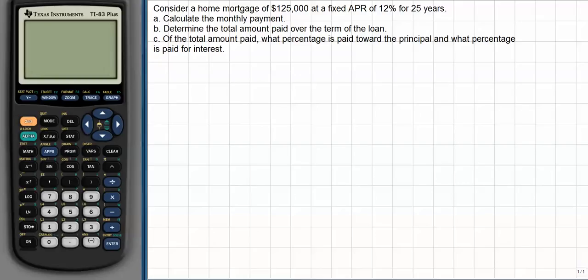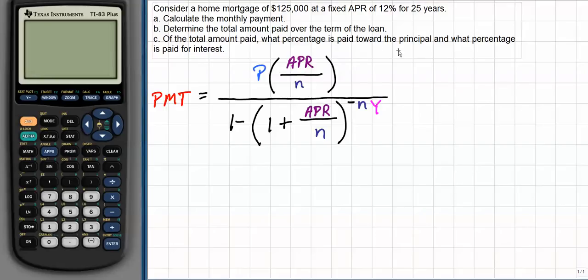In order to do this one, you're going to need the formula that goes along with calculating monthly payments, or just calculating payments in general. The following is the formula that we will use. It's PMT is equal to P times the quantity APR over N, all over 1 minus the quantity 1 plus APR over N, raised to the negative N times Y power.